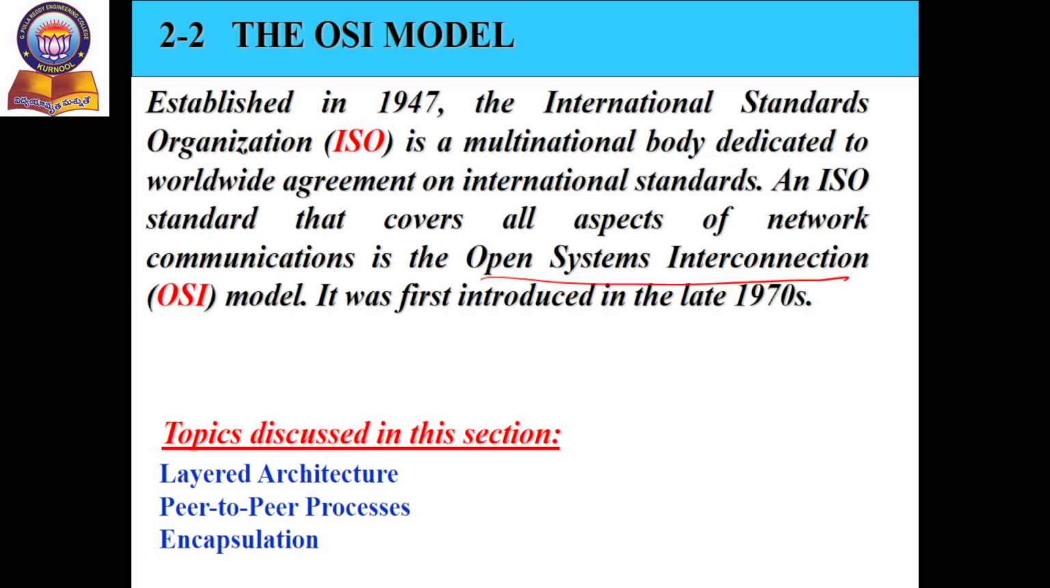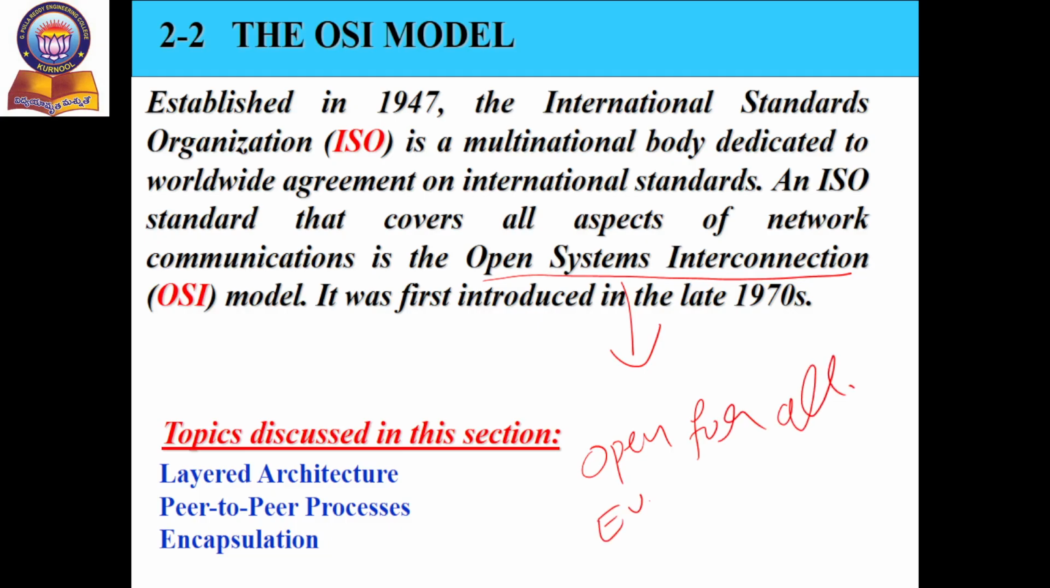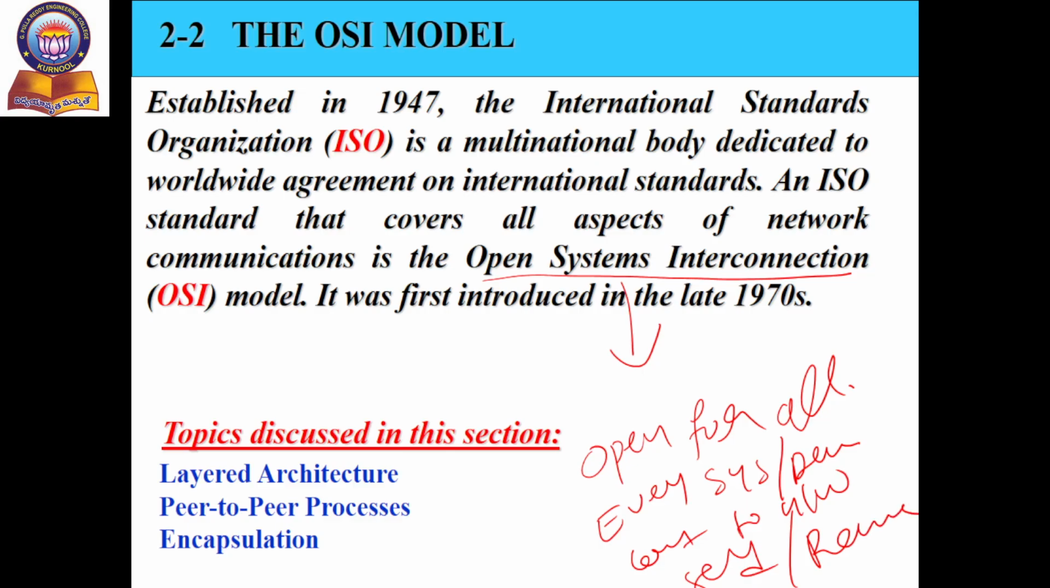Coming to this, the first network model is OSI, Open System Interconnection. Why do we name it an open system? The name itself indicates that it is open for all. That means every system or device can connect to the network and send or receive data. That's why we name it an open system. It's open for every device.